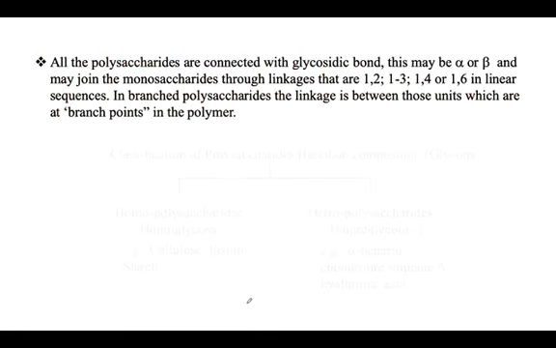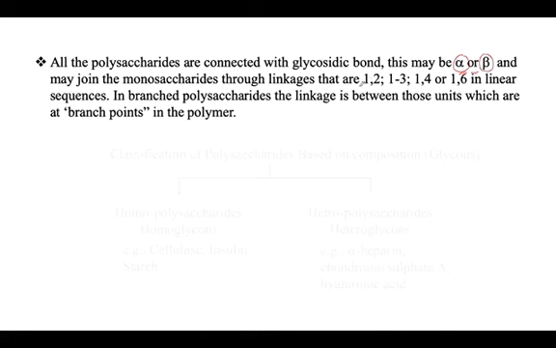Polysaccharides are connected with glycosidic bonds. They also differ in the configuration of that glycosidic bond. The configuration of the glycosidic bond between the two monosaccharides may be either an alpha linkage or a beta linkage.